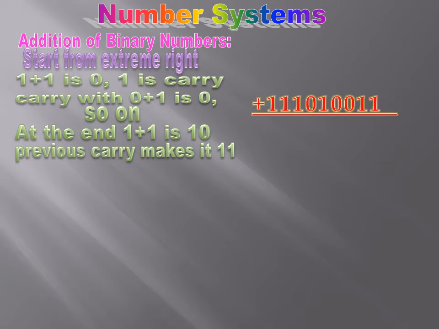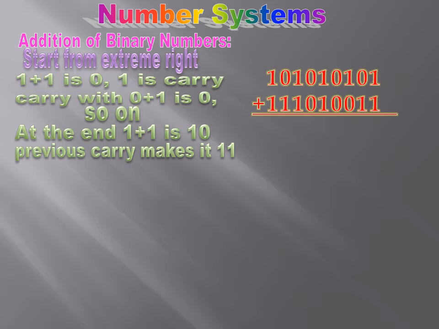A binary number is here, to be added to another binary number. We start from the right in the same way as we do the addition of decimal numbers. In binary, 1 plus 1 is 1 0, so a 0 will be there and 1 will be carried. Because there are only 2 digits, the digit 2 is not there. So let's start this addition.